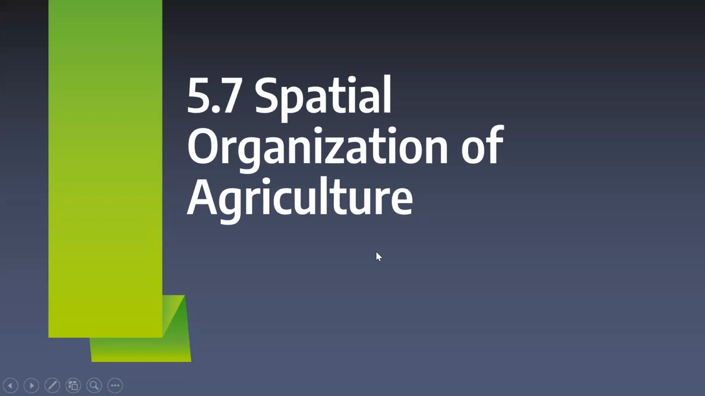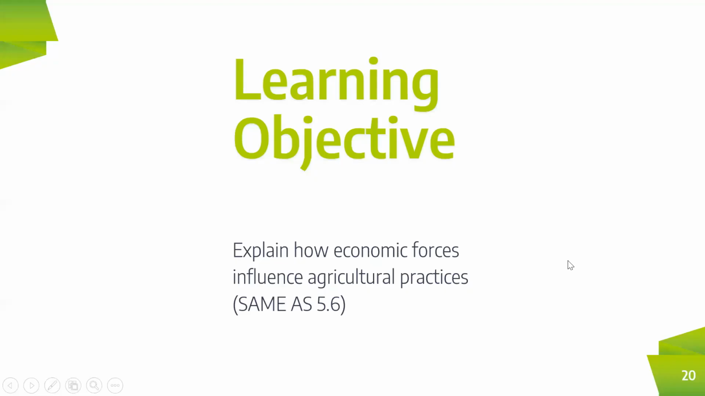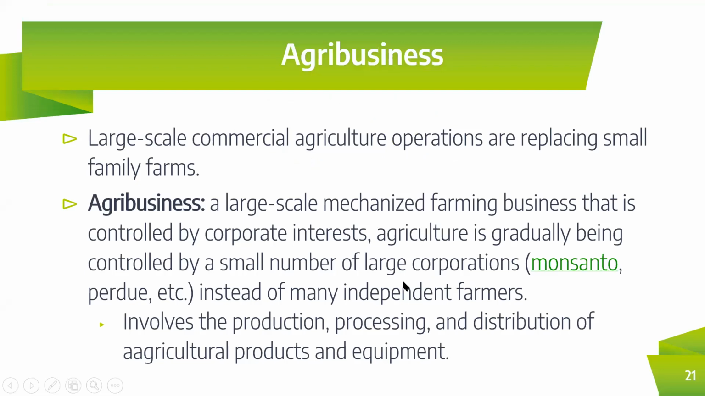All right. So 5.7, spatial organization of agriculture. The learning objective here is just explaining how economic forces influence agricultural practices, same as 5.6. Okay, so let's start here. Since the Green Revolution, with all the technologies that have been developed, all the hybrid GMO crops, technological advances, because of all that, we've seen a rise in agribusiness and corporate farming.